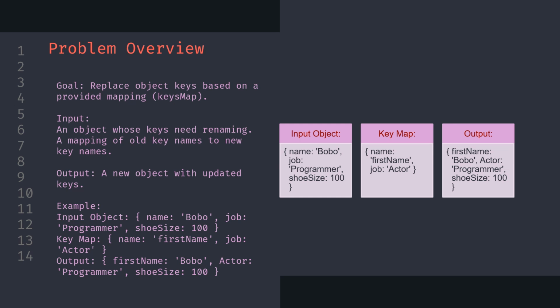The problem is to rename specific keys in an object based on a given mapping, while keeping the remaining keys unchanged. For example, if the input object is name is Bob, job is programmer, shoe size is 100, and the key map is name, first name, job, actor, the output should be first name, Bobo, actor, programmer, shoe size 100. This is particularly useful when transforming data structures for compatibility with other systems or APIs.